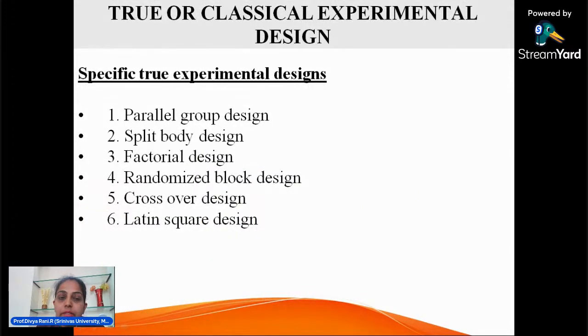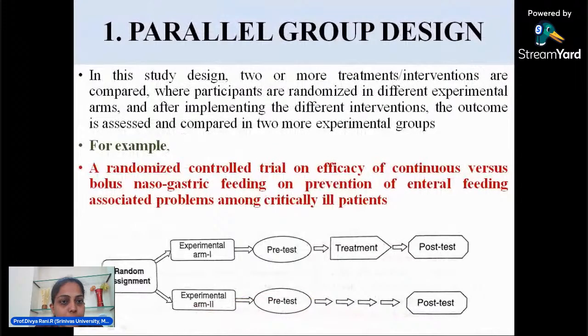Next slide. Here there is a further classification of true experimental design, that is, some specific true experimental designs. They are parallel, split body, factorial, randomized block design, crossover design, and Latin square design. So we'll see them one by one. Next slide. The first one is parallel group design.